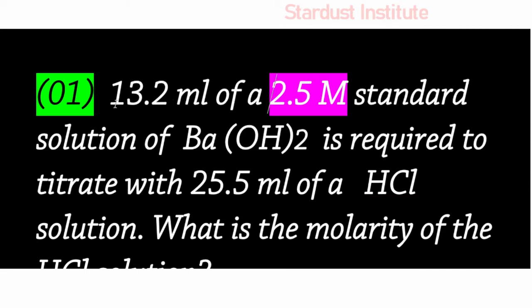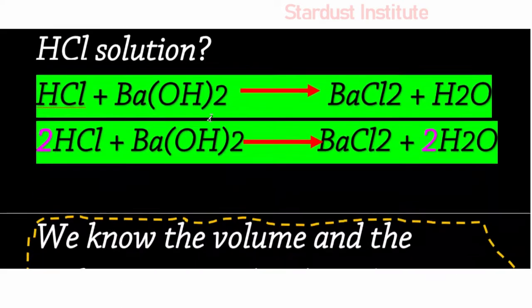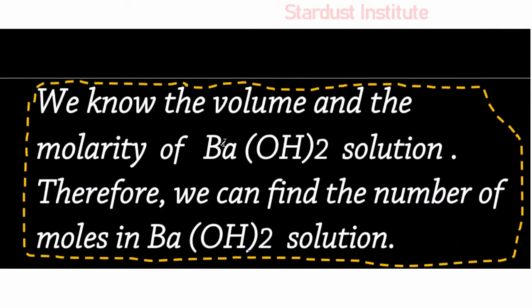But in 13.2 milliliters, there is a smaller amount of barium hydroxide moles. Now let's find it. We know the volume and the molarity of the barium hydroxide solution. Therefore, we can find the number of moles in the barium hydroxide solution.